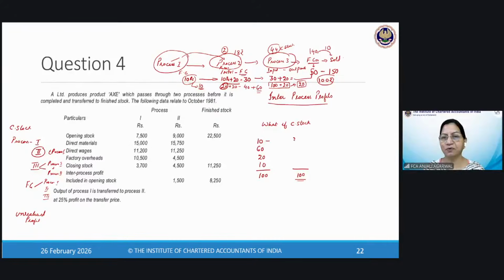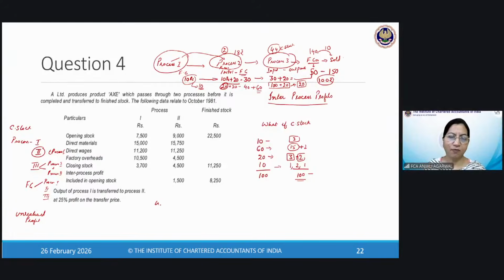Maybe out of this 10, 2 rupees gets blocked here. Out of this 60, 15 rupees gets blocked for process 2, and another 3 rupees gets blocked for process 1. In this 20, let's say another 3 rupees of profit gets blocked for process 3, 2, and plus another 2 rupees blocked for process 1, and so on. And in the finished goods, 1 rupee blocked from process 3, 2 rupees blocked from process 2, 1 rupee blocked from process 1. So all this will become unrealized profit.